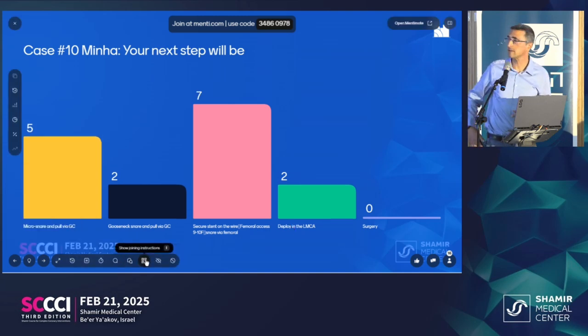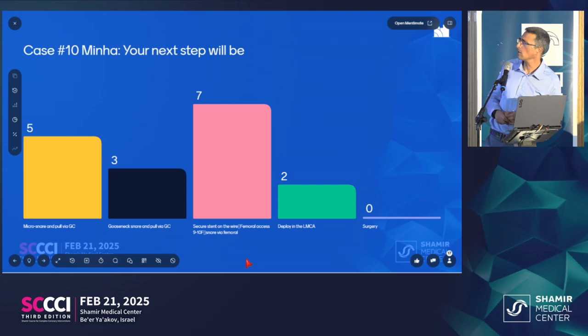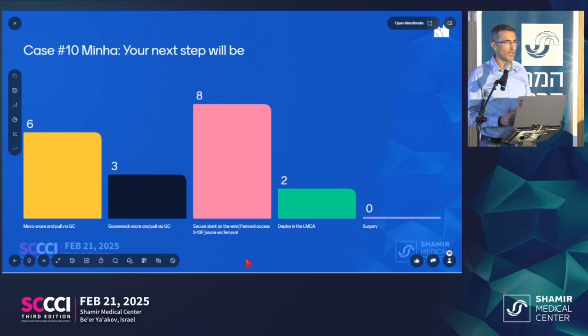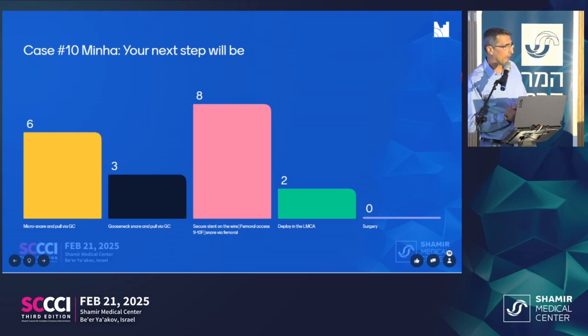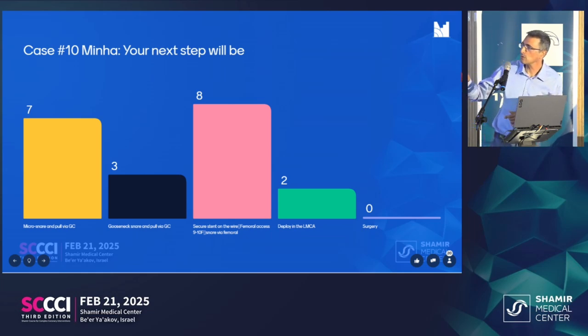There we go. All right, so: secure the stent on the wire, femoral access, micro snare it, deploy it. I'm not sure I would deploy that. I mean, there's no disease. I would start and pull it backwards, but would you stent it there? No, right? Yeah. So micro snare.